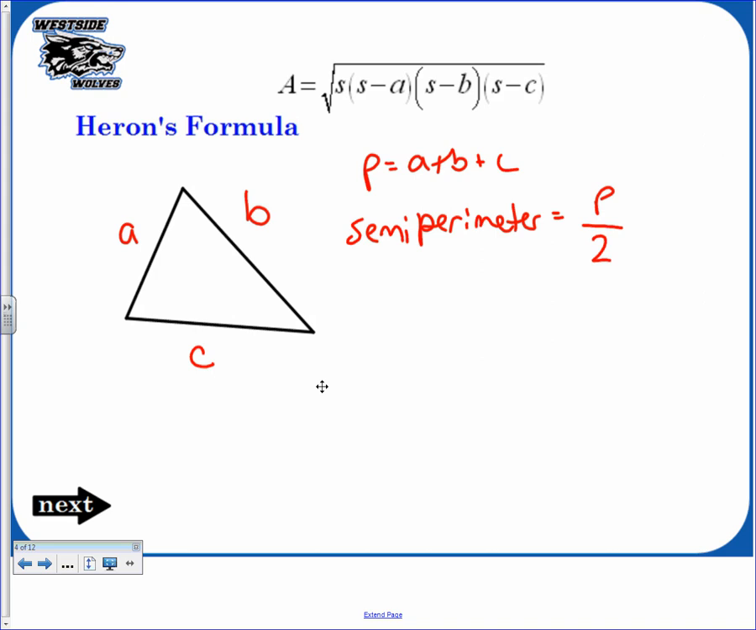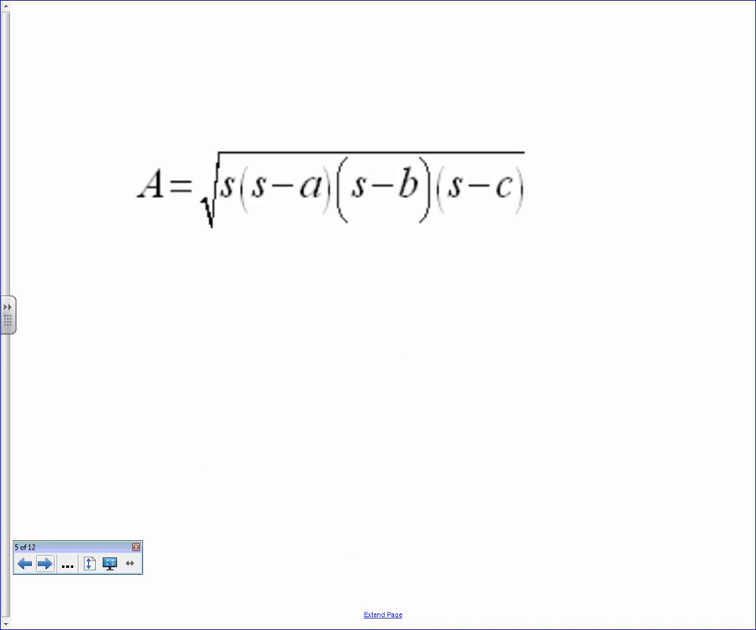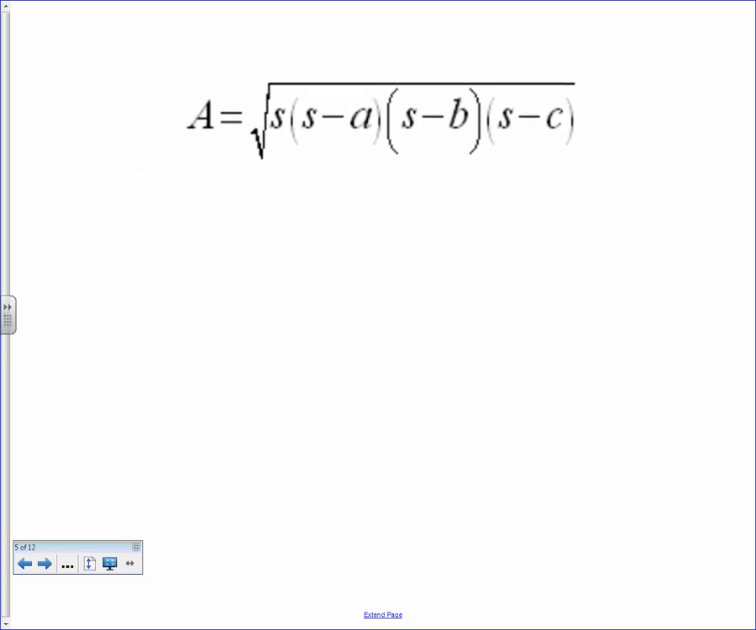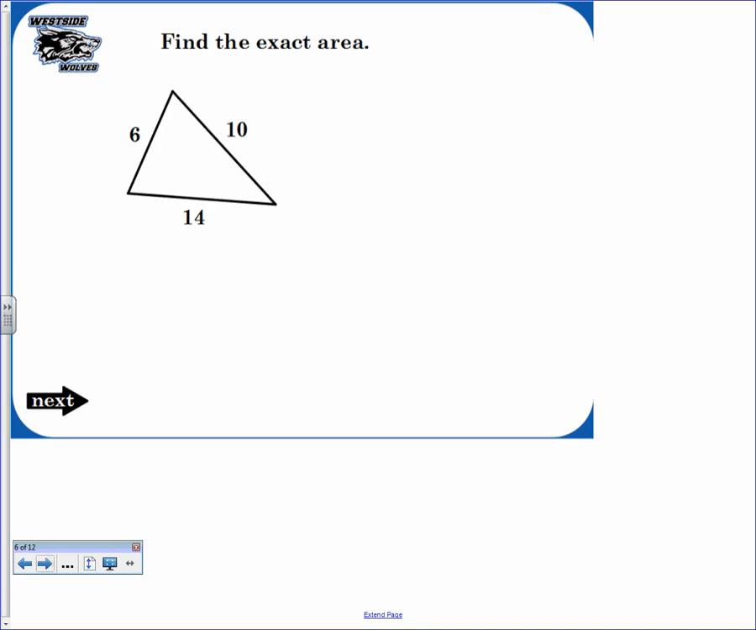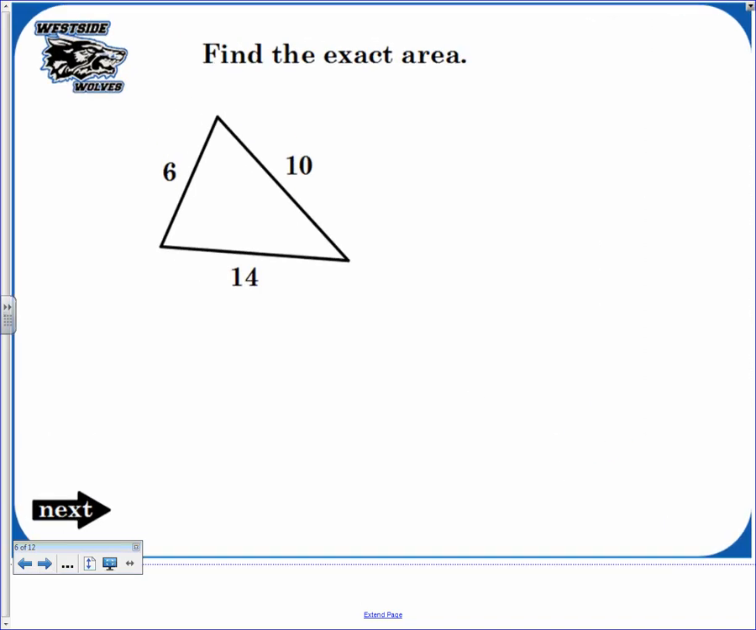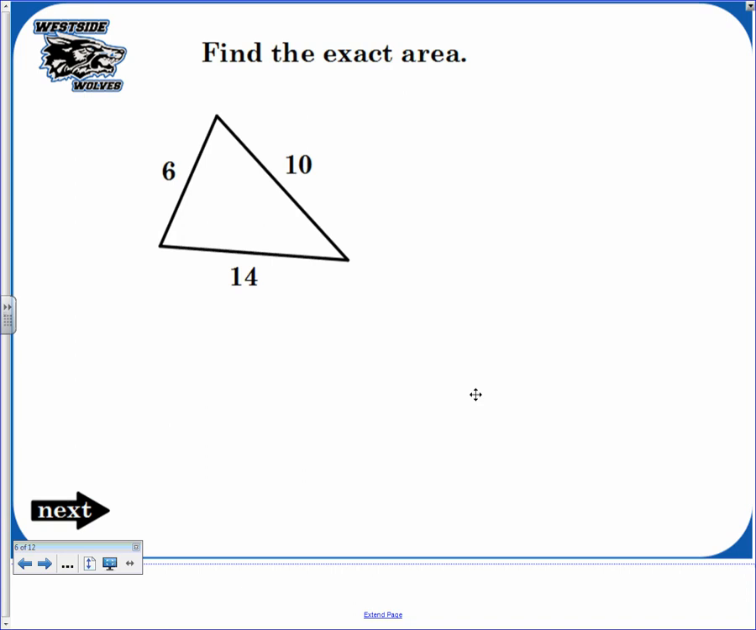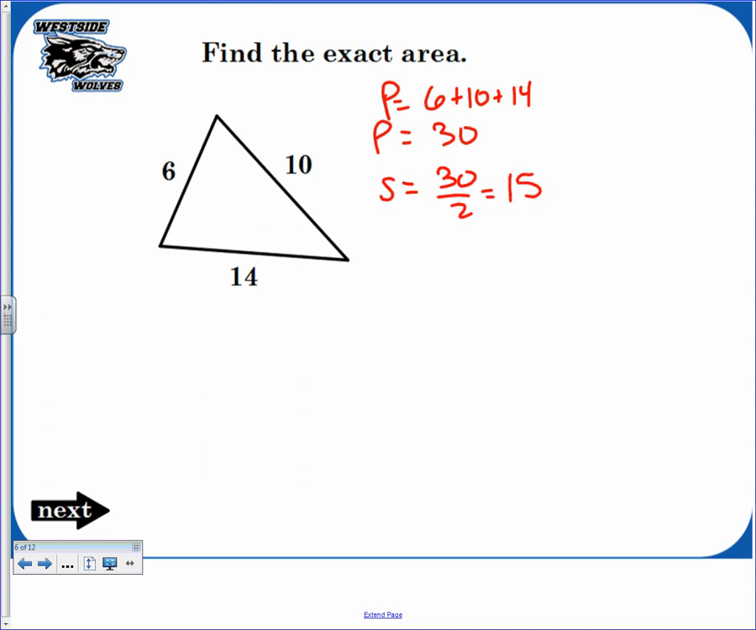So we're going to do a couple practice problems. All right, so again, there's your formula. Remember that the S is on the outside: S minus A, S minus B, and S minus C. So here's our first example problem. As we practice this one, first you want to start with finding the perimeter, which would be 6 plus 10 plus 14. That is going to be 30 total. And so the semi-perimeter will be 30 divided by 2, which is 15.